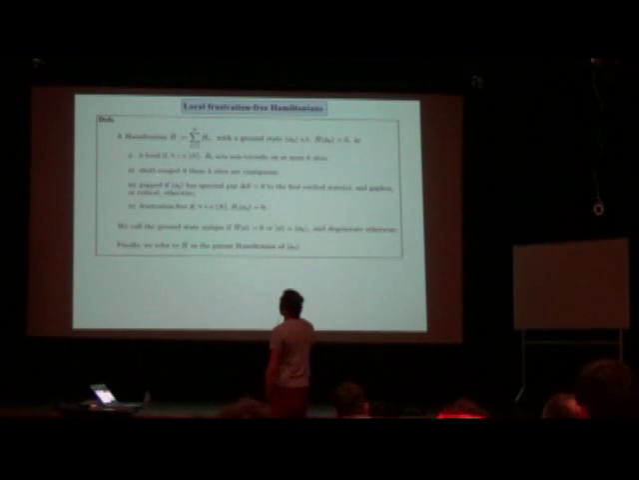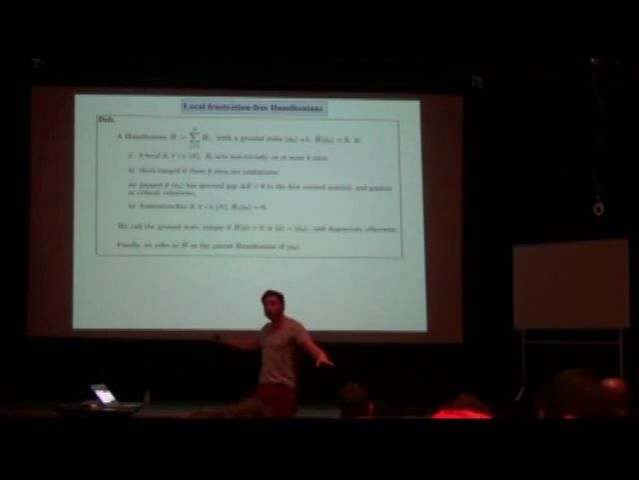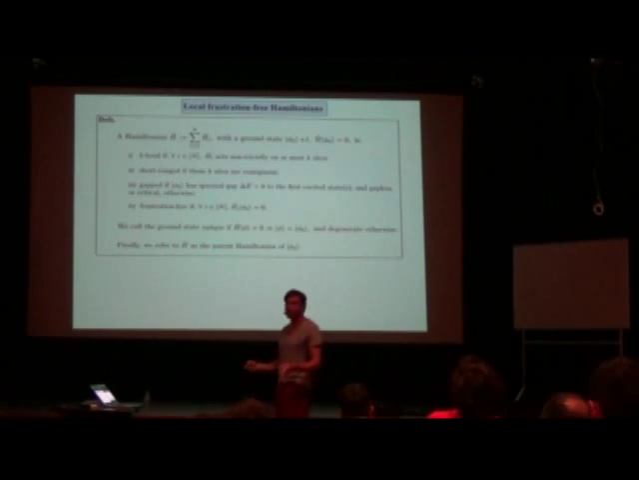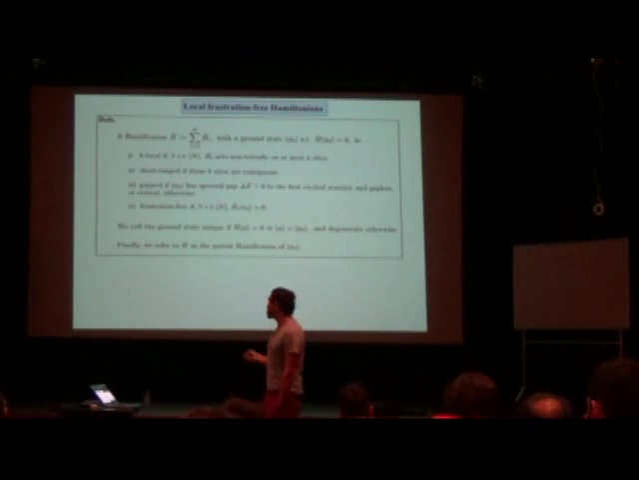Then we say that the Hamiltonian is K-local if each interaction term acts non-trivially on at most K sites. So that's what I call a local Hamiltonian. There are no interaction terms that act globally on all the particles involved. We say that it's short range if these K sites are neighboring. And we say that it's gapped if there is a spectral gap delta E, which is strictly larger than zero, between the ground state and the first excited state. Otherwise, we say that it's gapless or critical. This is a terminology that comes from condensed matter physics.